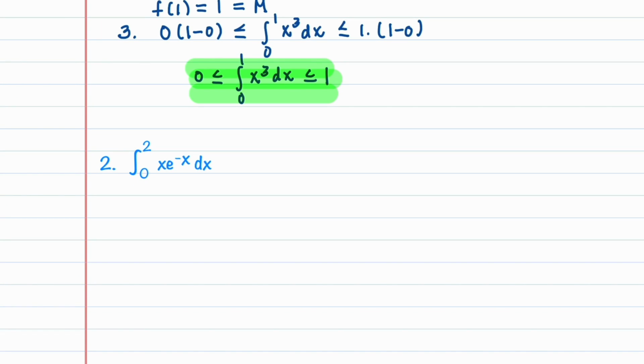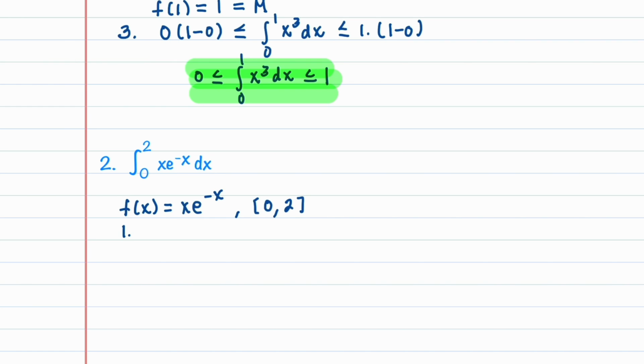Let's look at our second example. We are going to estimate the value of the integral from 0 to 2 of x times e to the minus x. We'll start by writing down that our function f of x is equal to x e to the minus x, and our interval is from 0 to 2.